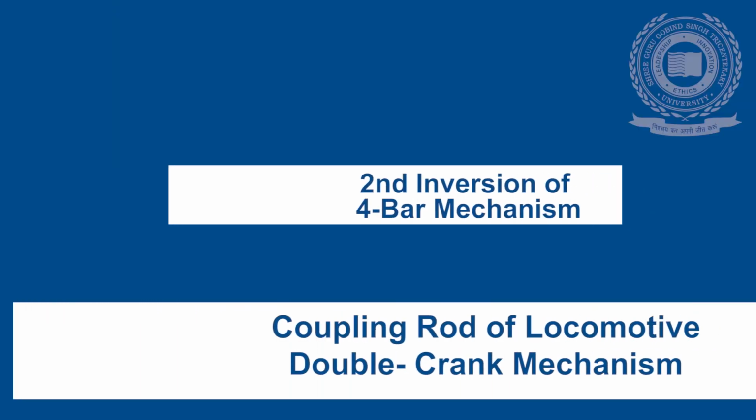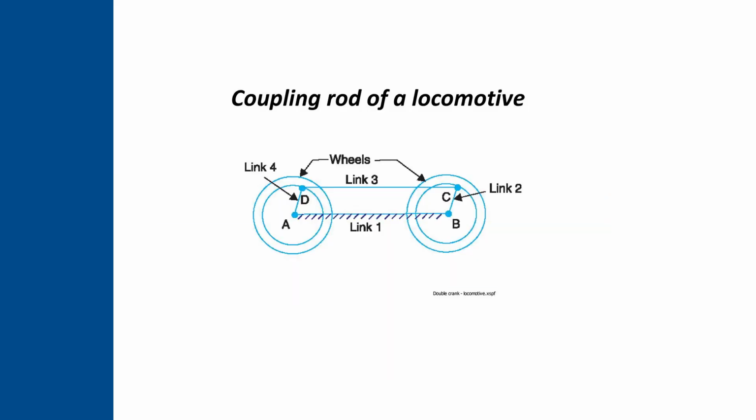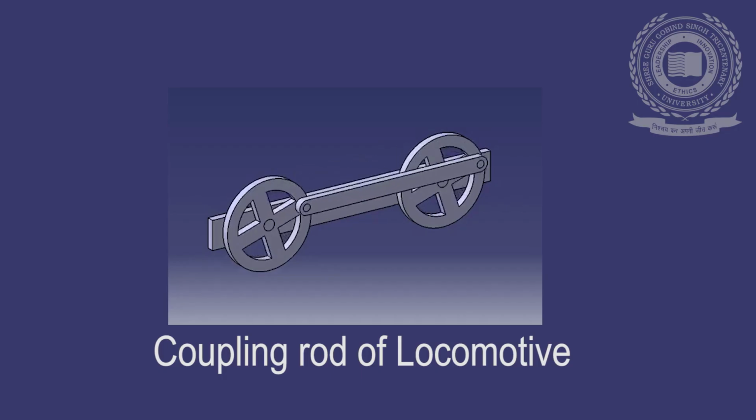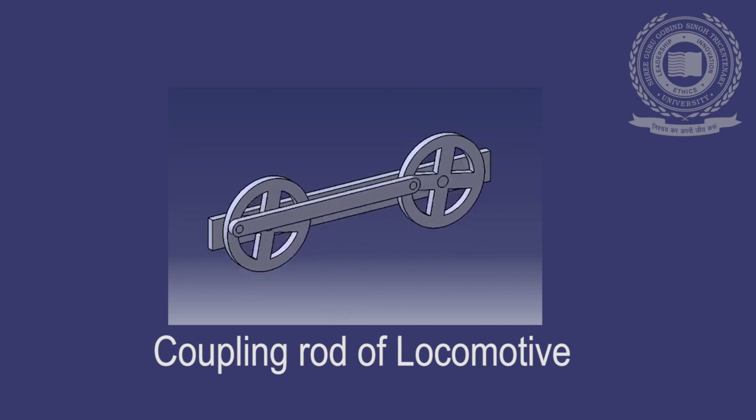The second inversion of 4-bar mechanism is coupling rod of locomotive, which is also known as double crank mechanism. It consists of 4 links. The links AD and BC act as cranks and are connected to the respective wheels. The link CD behaves as a coupling rod and the link AB is fixed to have a constant center distance. And with respect to the fixed link, the input and output motion happens. This mechanism is used to transmit rotary motion from one wheel to the other wheel.